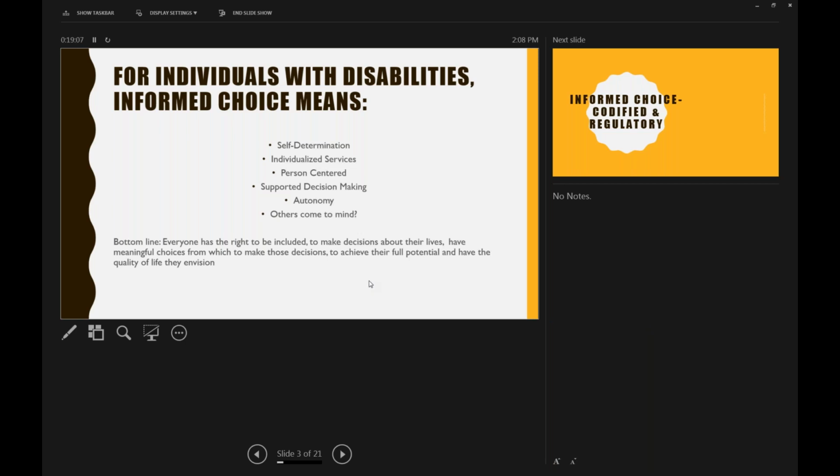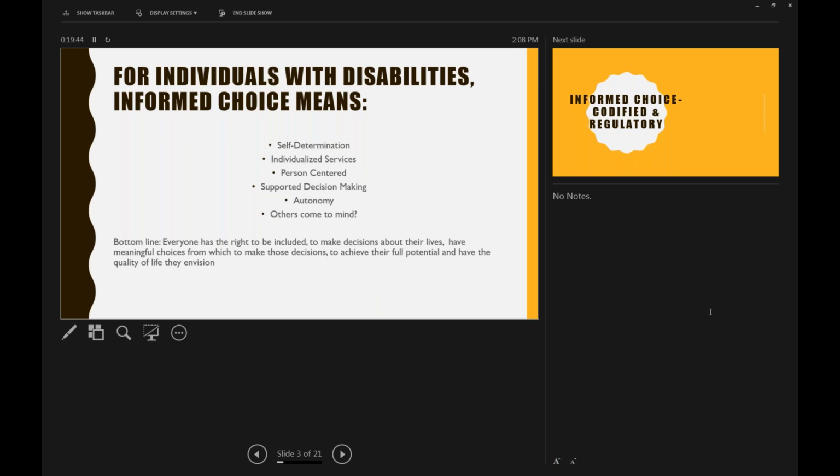The bottom line is that everyone has the right to be included, to make decisions about their lives, have meaningful choices from which to make those decisions, to achieve their full potential, and have the quality of life they envision. At times, it may not be a choice that we would want to make, but if providing them with all the information, then they can make the decisions that are best for them. I want to make decisions that are best for me, as I'm sure that you would like to make the decisions that are best for you.